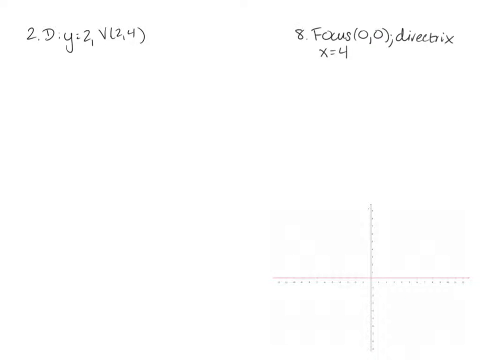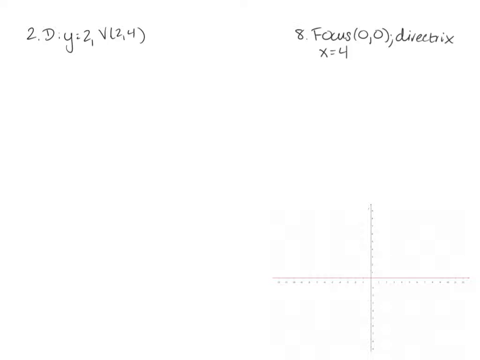So let's start looking at some of the problems. In number 2, they give us the directrix, which is y equals 2, and the vertex (2, 4), and they want us to find the focus, okay? So they give us 2 out of those 3 pieces, and they want us to find the third.